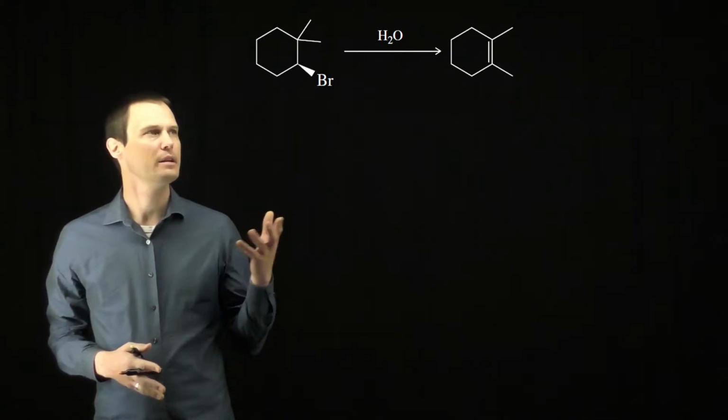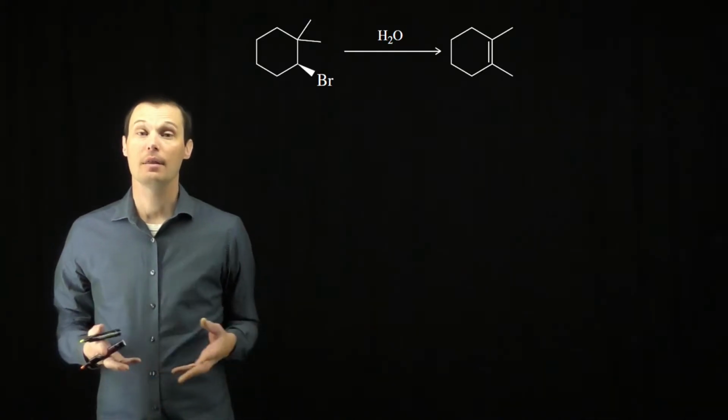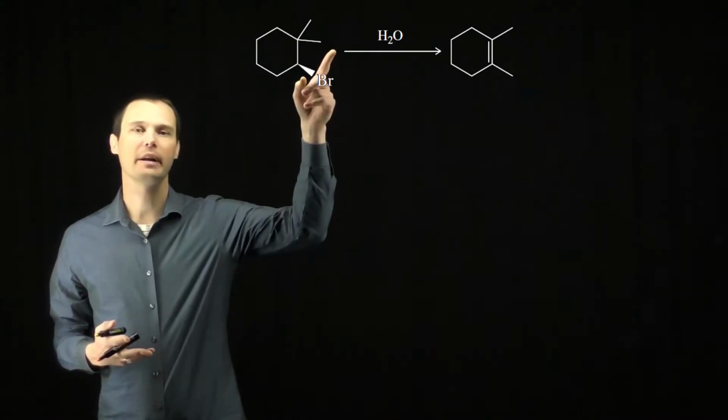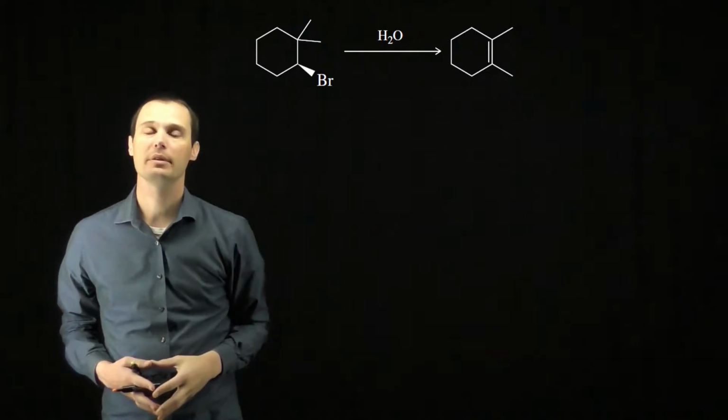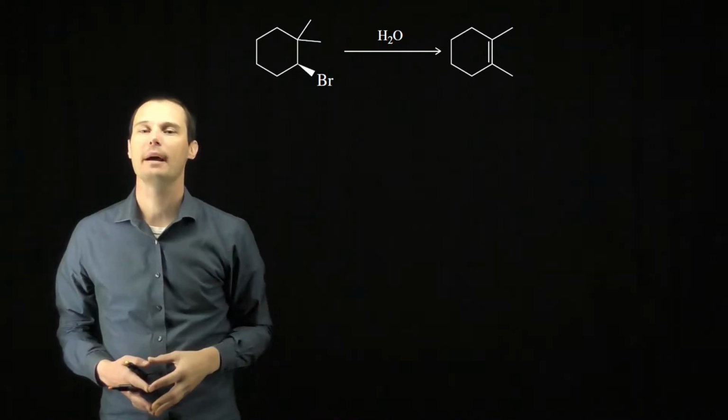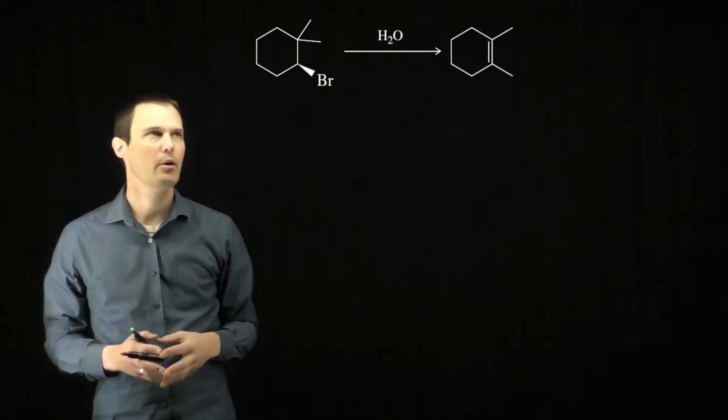The question asks us to draw the mechanism for this E1 reaction. The first thing I notice when I look at this reaction is I've got a dimethyl group in the top corner of the reagent, but the methyl groups are on different carbons in the product. That suggests some kind of carbocation rearrangement. Let's see how it plays out.